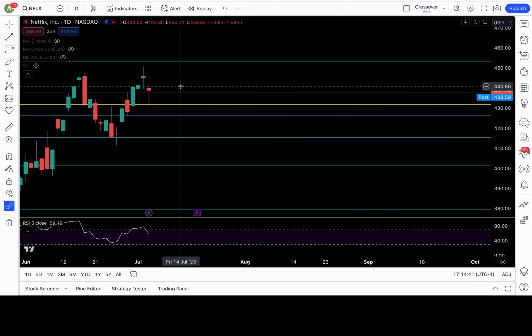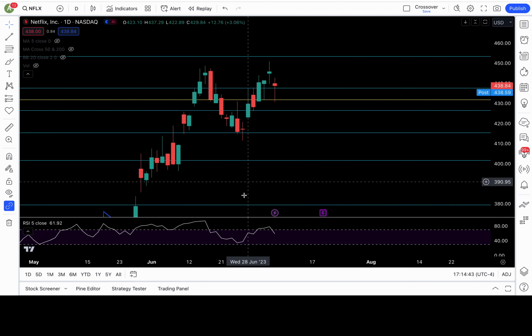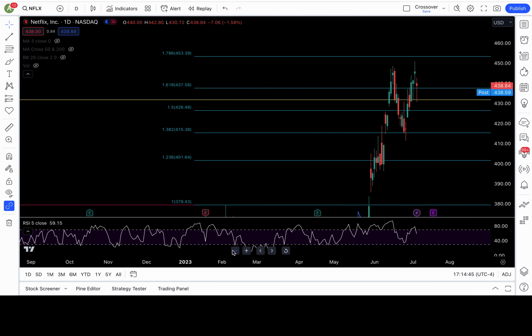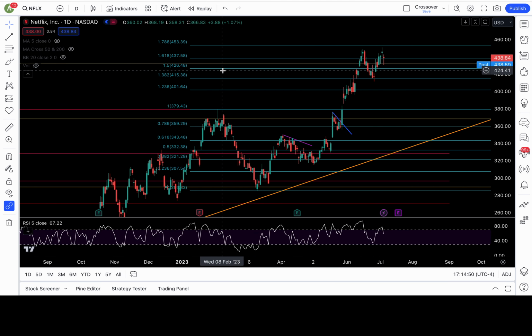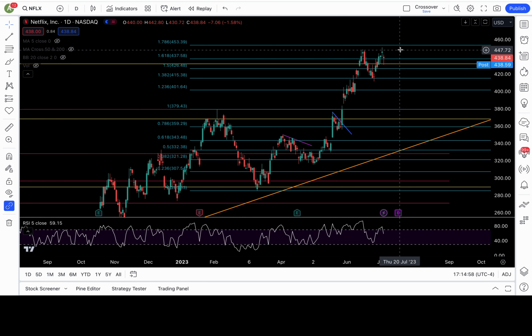Okay, and it managed to stay above my 437.5 level. That level is based on a fib level as well, but on a smaller trend. Okay, 437.5 is my 1.618 fib level. If Netflix can stay above it, I will look to long if it can clear 441.5 and definitely 444 to put 448.5, 450 and 453.3-ish in play. Okay, that's some fib levels and previous pivot highs.